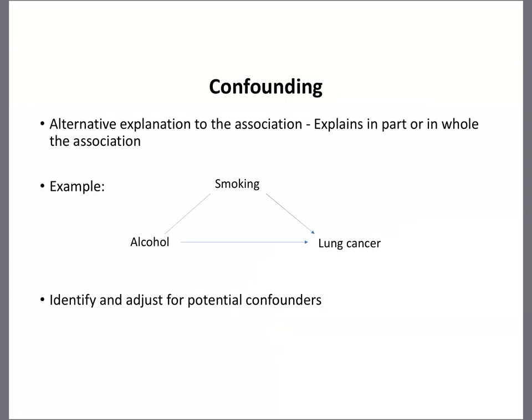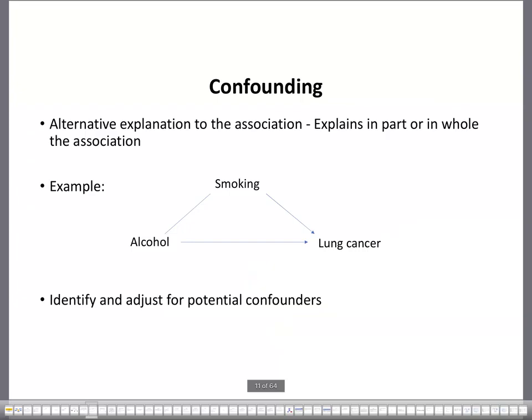This is a very simple example, again, just for us to understand and to remember. You are interested in the association of alcohol and lung cancer, but you know that smoking is an independent risk factor for lung cancer. You have evidence. You also have studies which are reporting that those who drink alcohol are more likely to smoke. So there is no causal association here, but they are correlated or associated with each other.